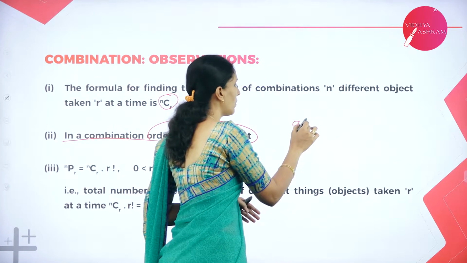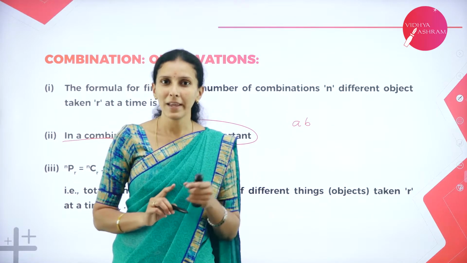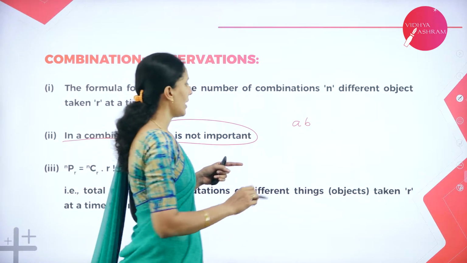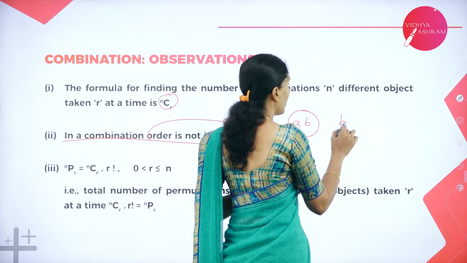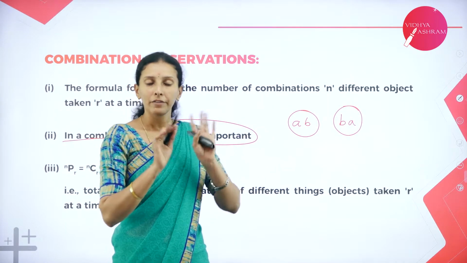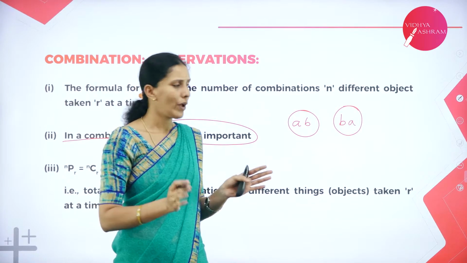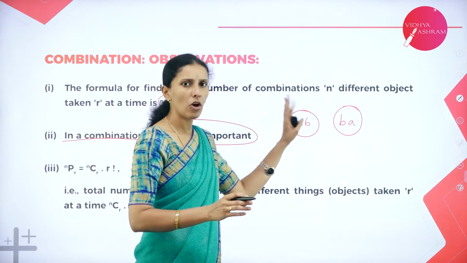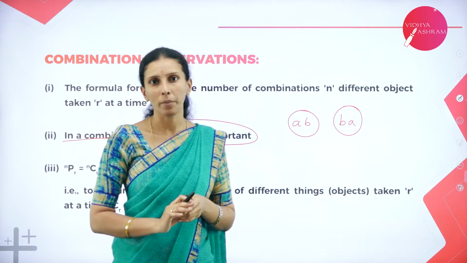Suppose we have to tell that AB has to sit together. Then AB is one arrangement, BA is also another arrangement. So this is permutation. But if we say AB has to sit together, that is only the combination. Whether they sit in the form AB or BA, the selection is only 1. So this is nothing but the combination.